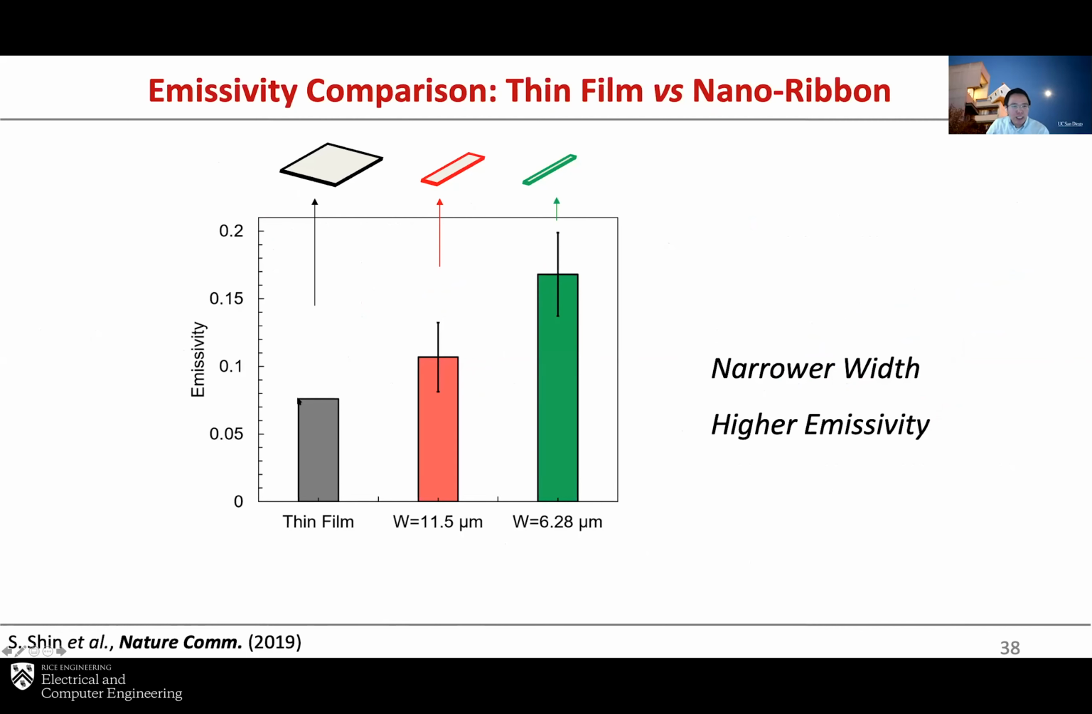If you have a thin film with infinite dimension along the X or Y direction, the lateral direction, but the thickness is the same as the ribbon, in this case 100 nanometers, you have a thermal emissivity that's below 0.1, much lower than bulk glass, because the material is very thin and there's not much absorption. But if you have a ribbon with a width of about 11 micron and 6 micron, you can have enhanced emissivity, say from 0.07 to 0.11, and in a narrower ribbon, about 0.16. That's about a factor of 3 enhancement at room temperature, because the narrower width creates a resonance between the surface phonon polariton and the width of the ribbon.